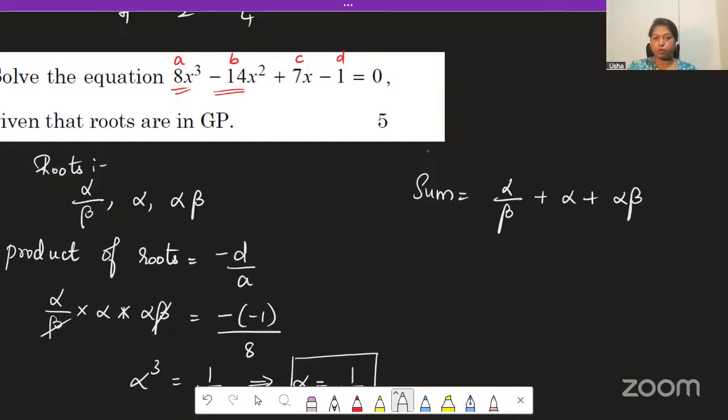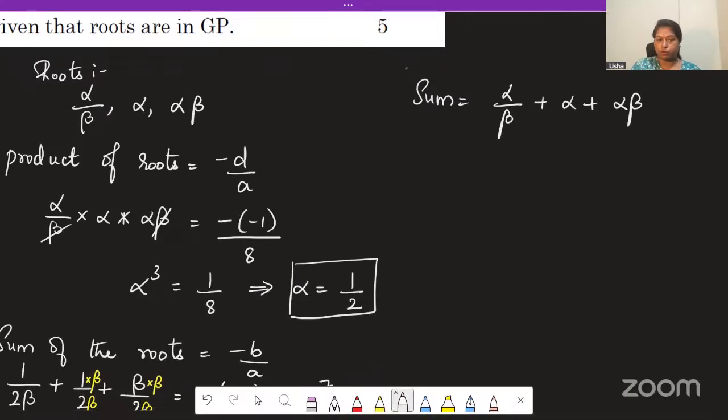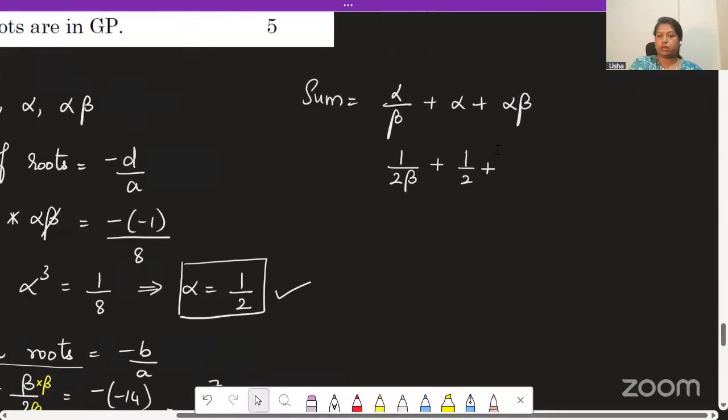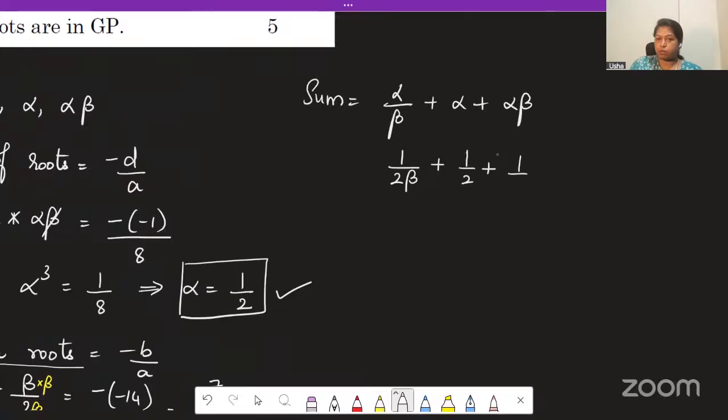Now, I have already found the alpha value. Before calculating the sum of the roots, I know the alpha value. That alpha value I am substituting here. Alpha is 1 by 2. Beta in the denominator, plus, again alpha is 1 by 2, plus alpha into beta. Alpha is 1 by 2 into beta, gives beta by 2. Got it?